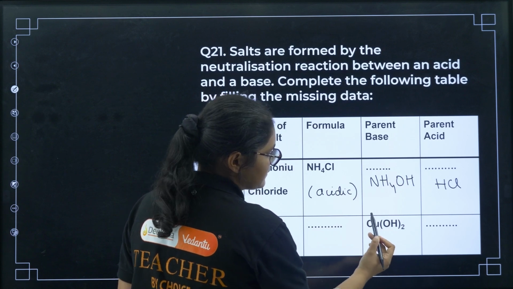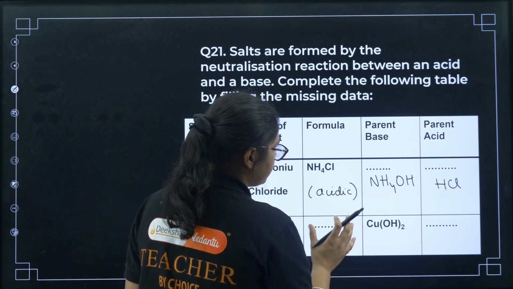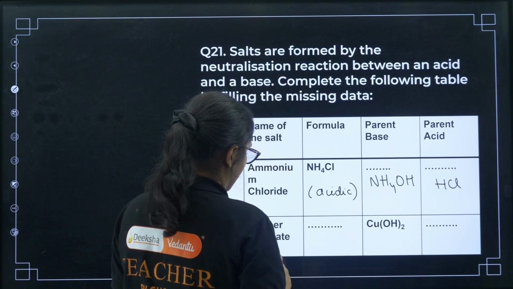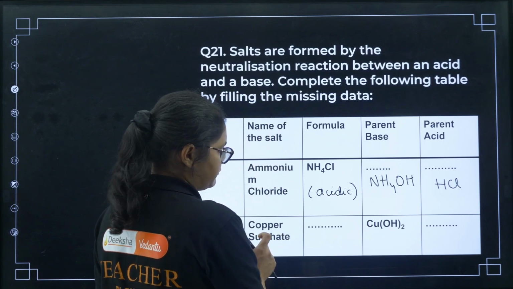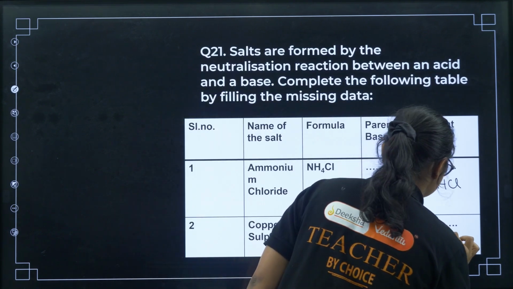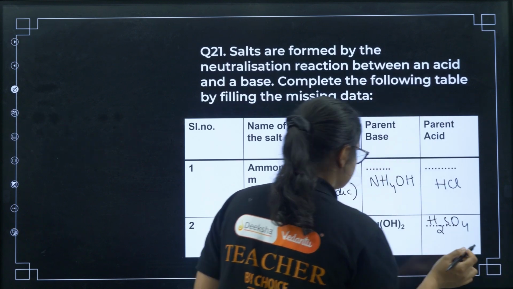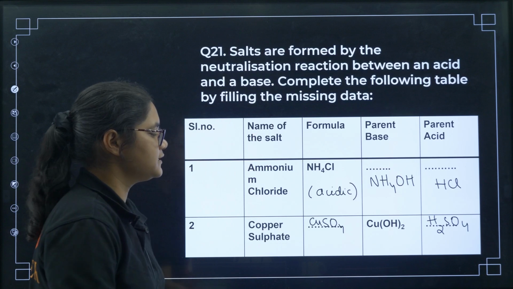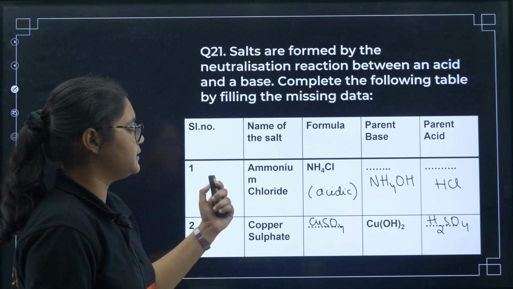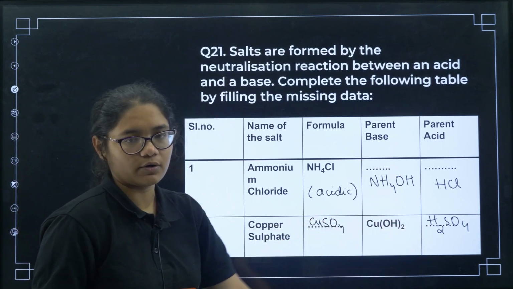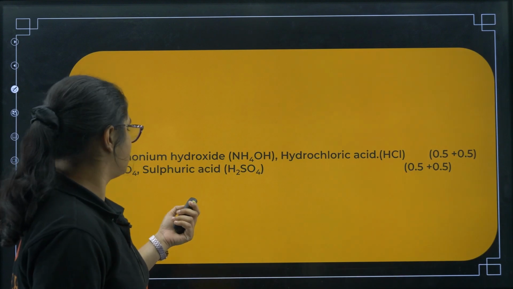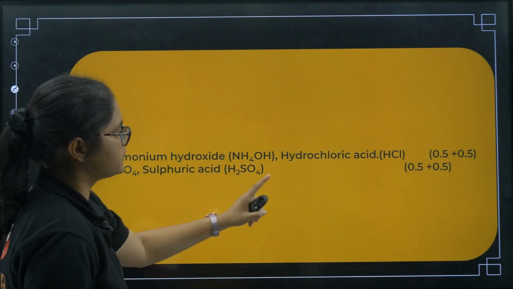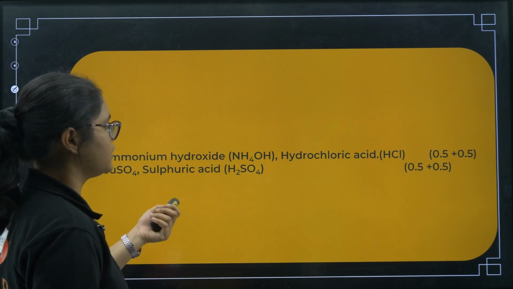Okay, next you have Cu(OH)2. So the parent base is Cu(OH)2, okay, and the name of the salt is copper sulfate. So I can put here H2SO4. Okay, so if these two react, you will get copper sulfate. That is the salt formula. Again, this will be an acidic salt because we have a very strong acid. Fine, so that is there. Next, you can get half marks for all the things. So you will get 1 mark, 2 marks, total 2 marks.